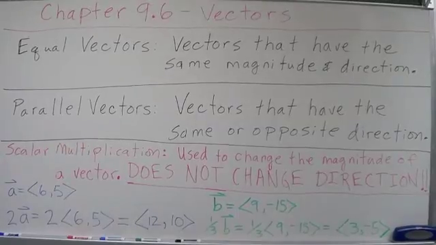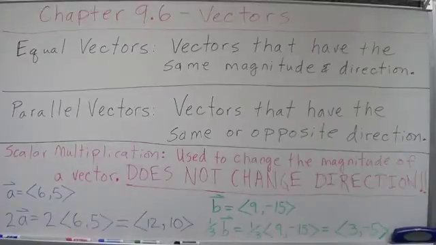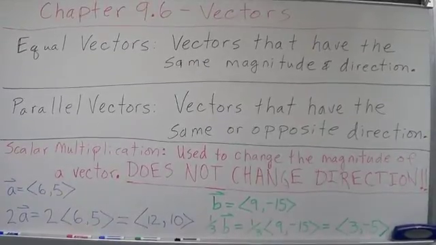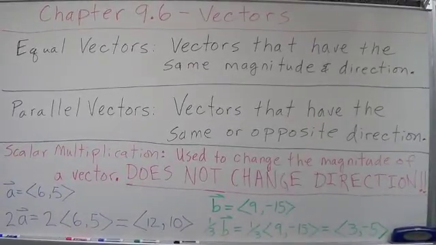A couple more items we need to add to vectors. Now that we know a little bit about them, I think they'll be a little bit easier to understand. That is the concept of equal vectors, parallel vectors, and scalar multiplication of vectors. So just a little bit.